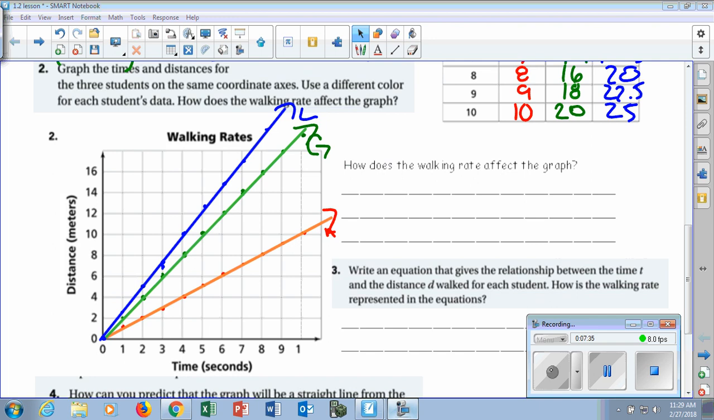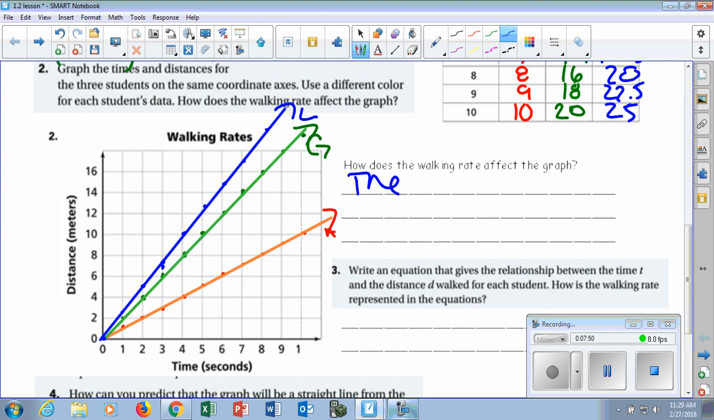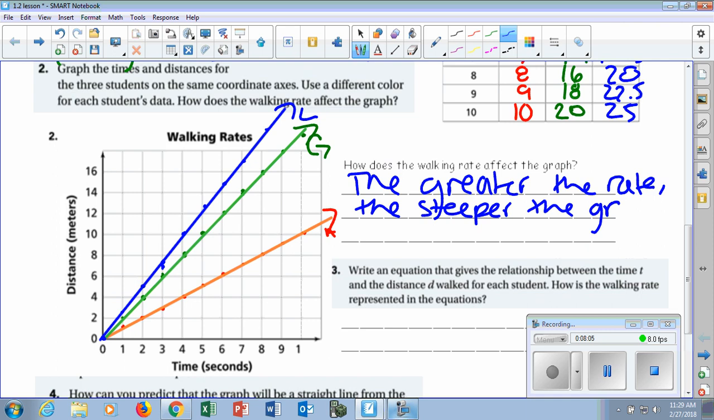Okay, let's come back together now. And how does the walking rate affect the graph? What do you think? Yeah. Okay, that sounds great. The walking rate affects the graph by the greater the rate, the steeper the graph. As you look up here, look how steep it's getting over here. The greater this rate, the steeper it's going to get.